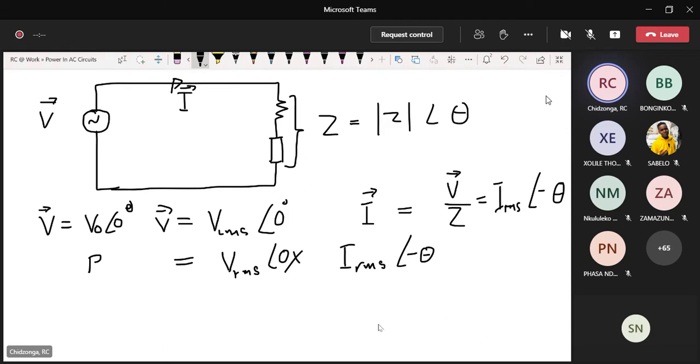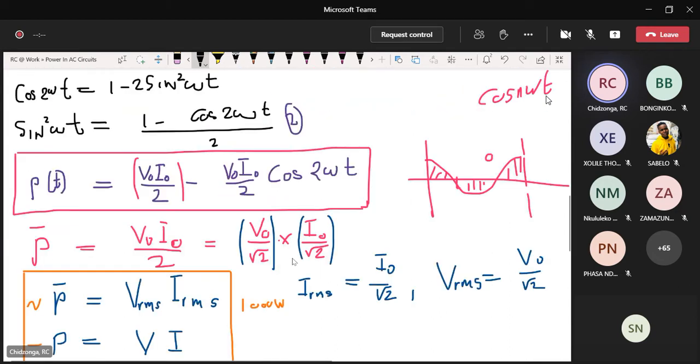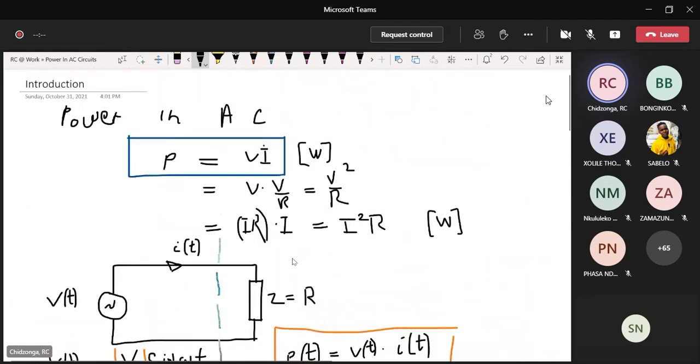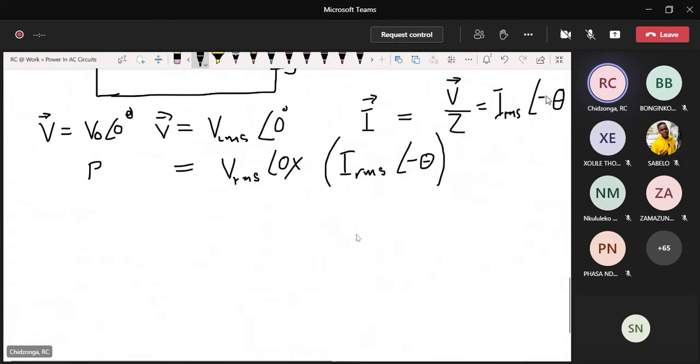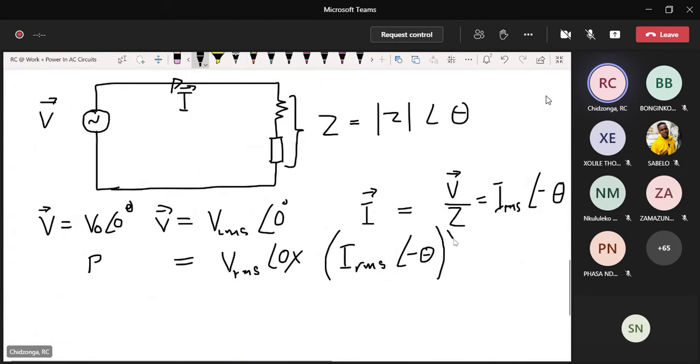We will come to this later on. When the situation has a complex impedance, the correct conventional way of writing the power equation is to take the conjugate of the current. So we take the conjugate, and that star there represents the conjugate.